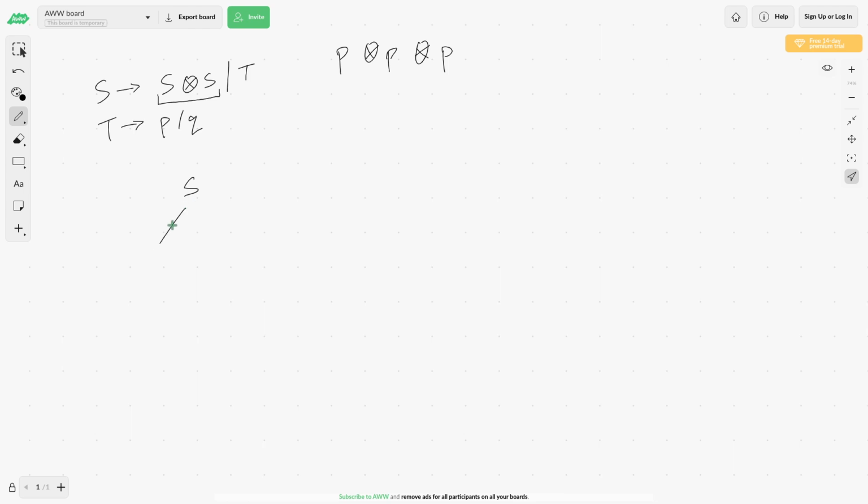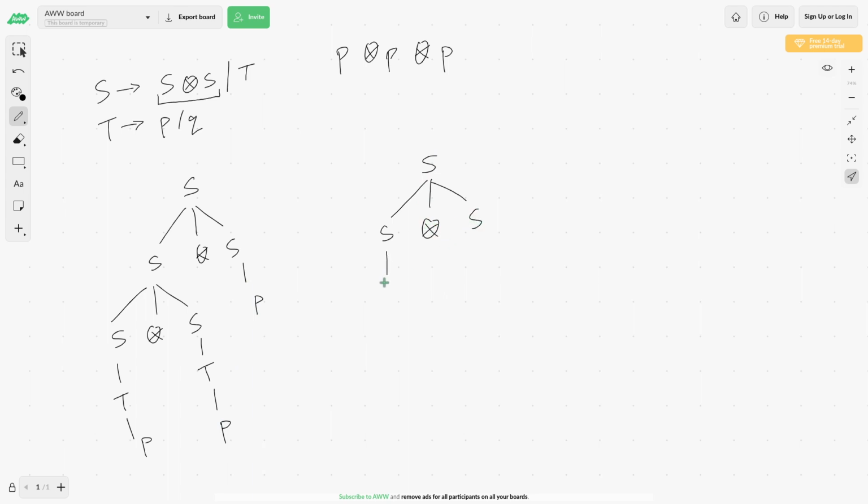So here's one way to draw a parse tree for it. S goes to S, circle cross S, and then I'll expand out the first S. And then these S's go to T's, and then the T's go to P's. Okay, that's one way you could draw the parse tree. How else could you do it? Well, you can basically do the mirror image of it, and you get the same result. So S to T to P, S goes to S, circle cross S, S to T to P, S to T to P. What have I found?